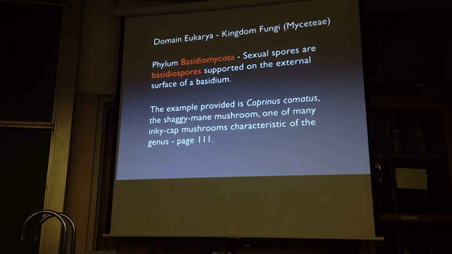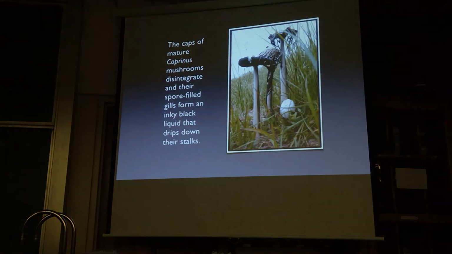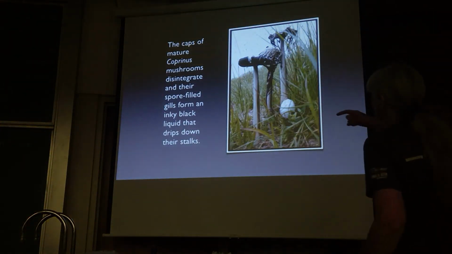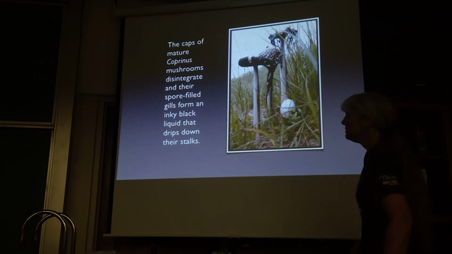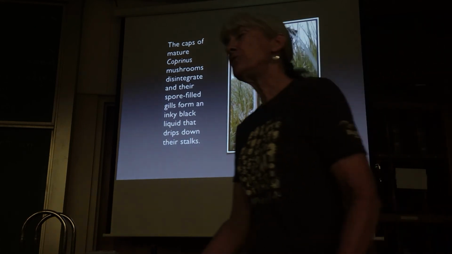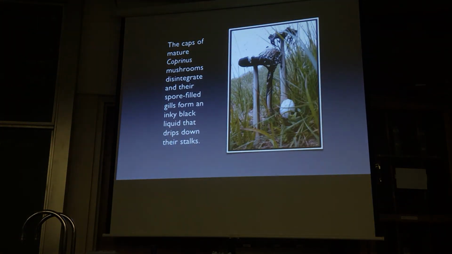Our example is Coprinus comatus, called the shaggy mane mushroom. They look like this. Also, they're sometimes called inky cap mushrooms. As the cap begins to dissolve, you see this black stuff running down the stem, and it's spores. These spores are usually released, sometimes into the air, but these tend to be carried by water.